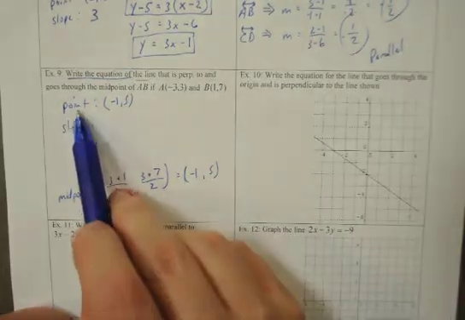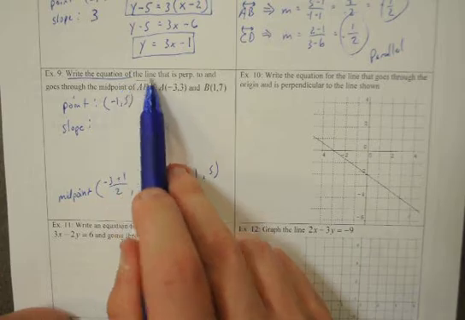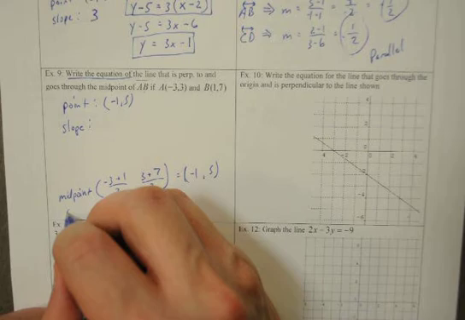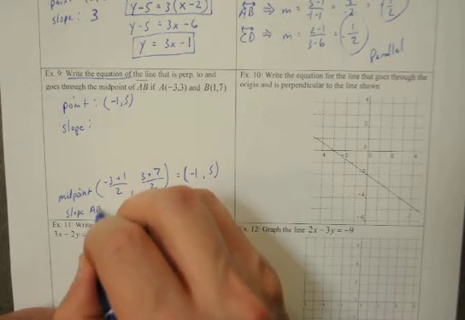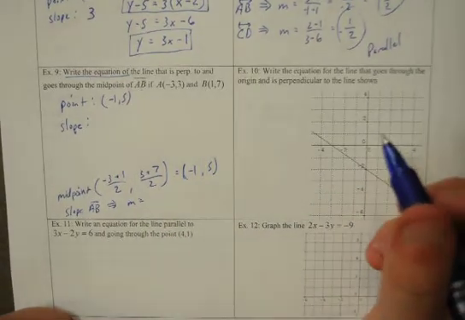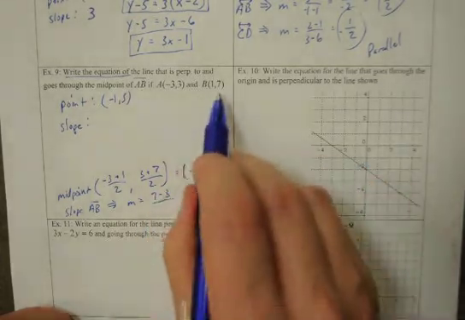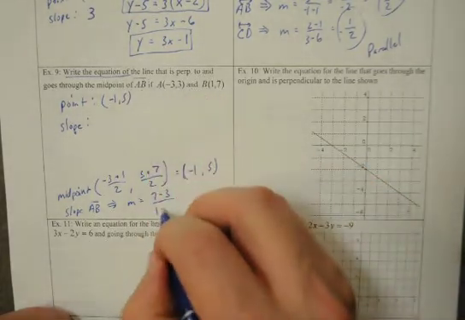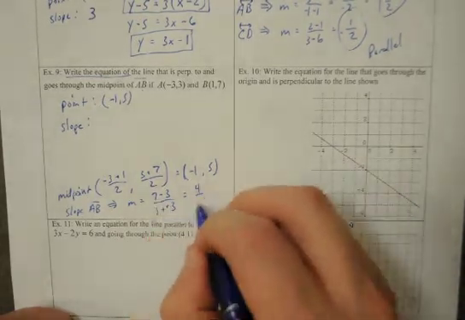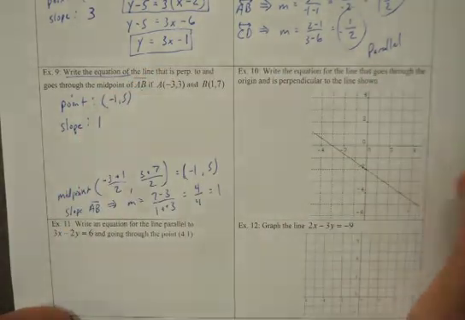So the point I want my line to go through is (-1, 5). And my slope says it has to be perpendicular to this. So I need to find the slope of AB, which is 7 minus 3 over 1 minus -3, which is 4 over 4, which is 1. So I have a slope of 1. So there we have it.